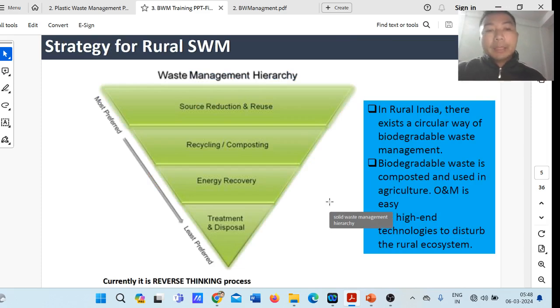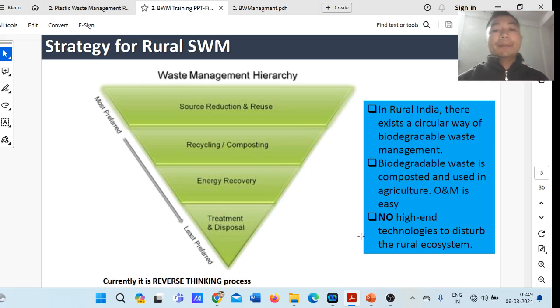So, some strategies for rural solid waste management. This is the hierarchy, from most preferable to less preferable. In rural India, there exists a circular way of handling biodegradable waste. Biodegradable waste is composted and used in agriculture, and operation and maintenance is easy. There are no high-end technologies to disturb the rural ecosystem.